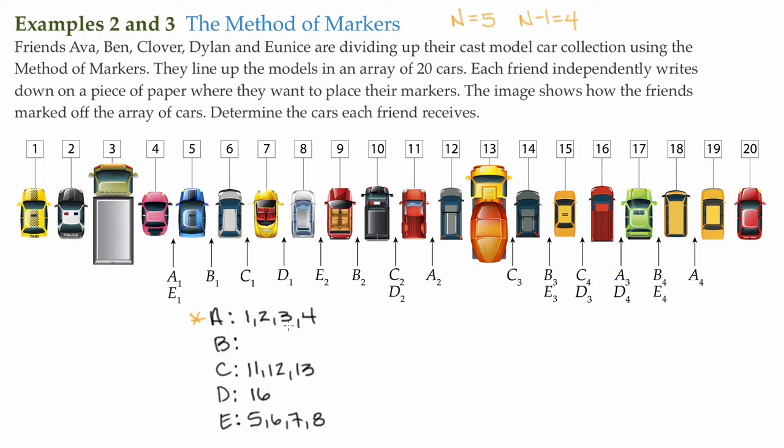And then the last player to get a section, that's Ben. Ben's going to get his last section. So that's going to be from his fourth marker all the way to the end of the array. And that's going to be cars 18, 19, and 20.